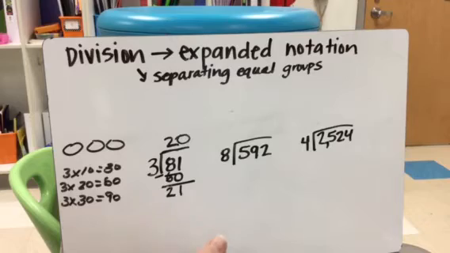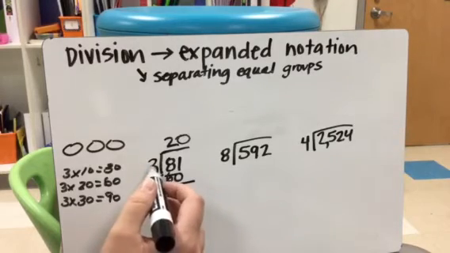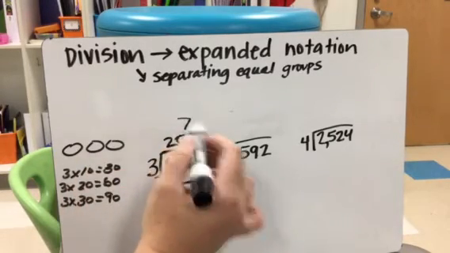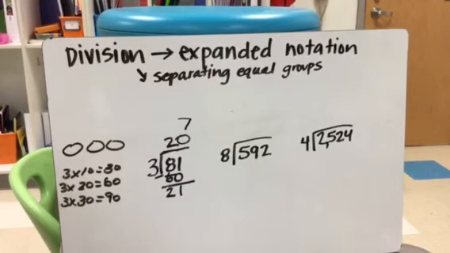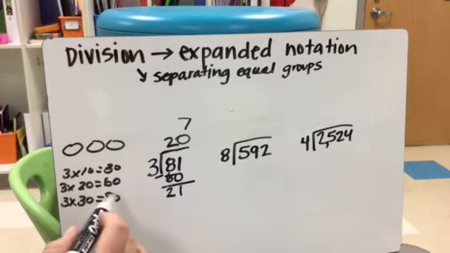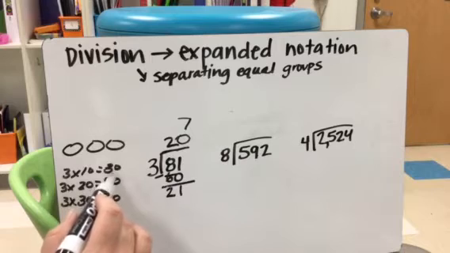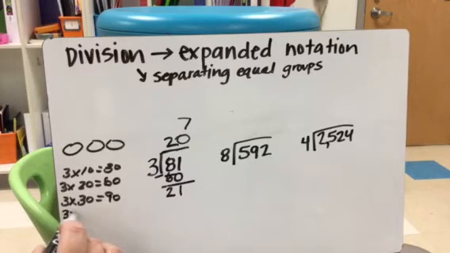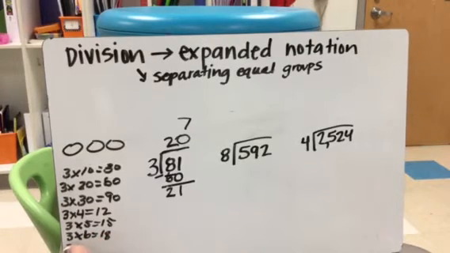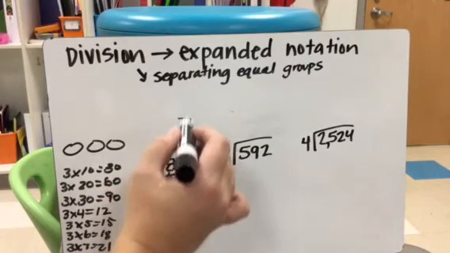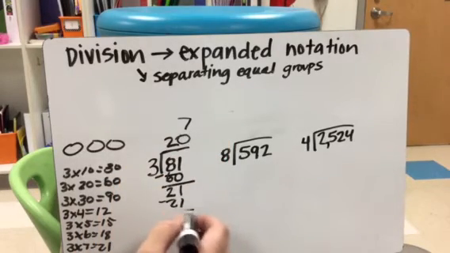Now, some of you know that your math fact is 3 groups of 7 gives me 21. If you don't know that, then you would need to keep going here: 3, 6, 9. So you would say 3 groups of 4 is 12. 3 groups of 5 is 15. 3 groups of 6 is 18. And then 3 groups of 7 is 21. So 3 groups of 7 is 21, all the way down to 21.